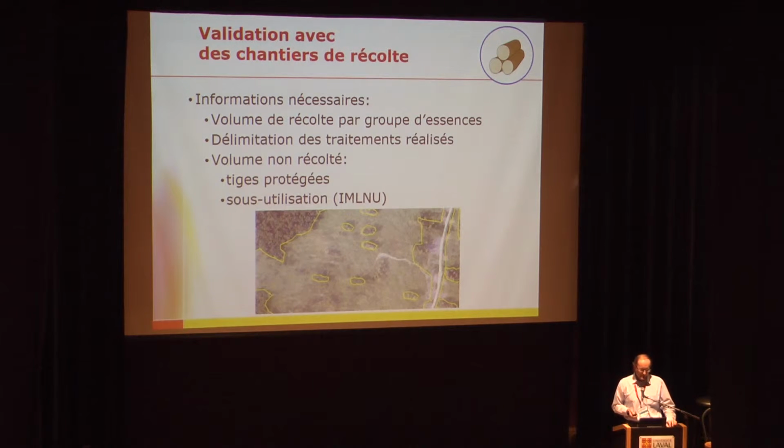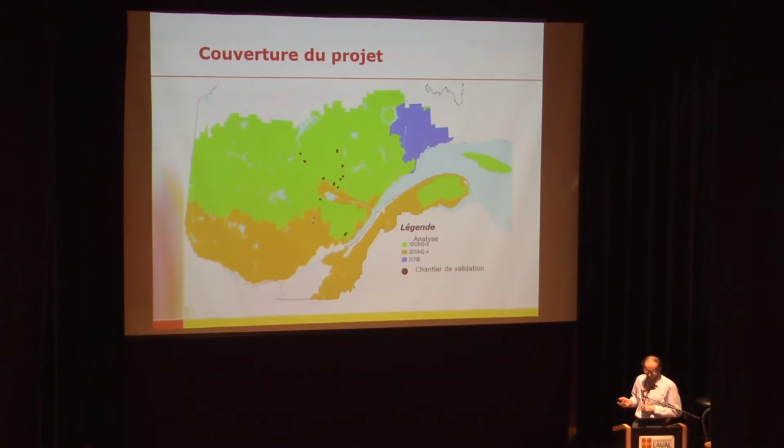So the information we got is the harvesting volumes per groups of species, the boundaries of the treatments that were conducted. It's important to have a good precision about what was left standing, what were the treatments, the cutting boundaries, the boundaries of the cutting areas, and we also need an inventory about the volume that was protected. If there was a cut with protection of the small marketable stems, I need to know the volume of the trees that were left standing. All this to come with an underuse figure that will allow us to compare the LiDAR volume and the actually harvested volume in the harvesting site.